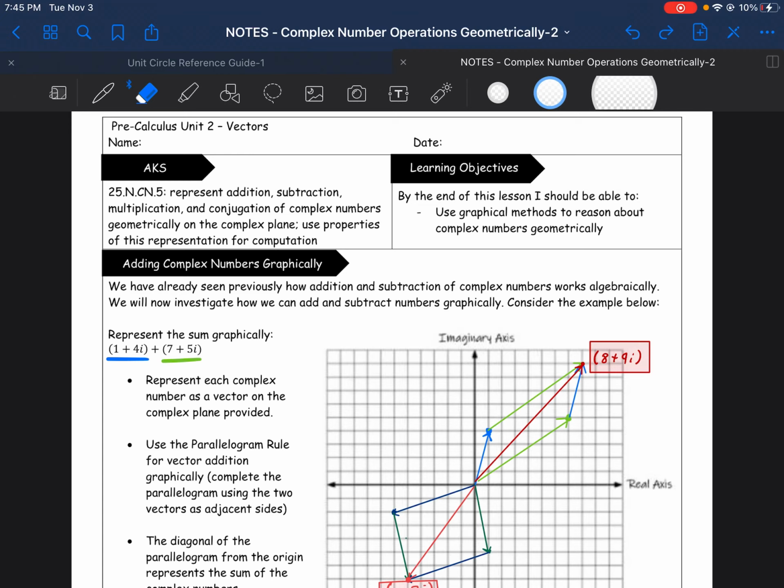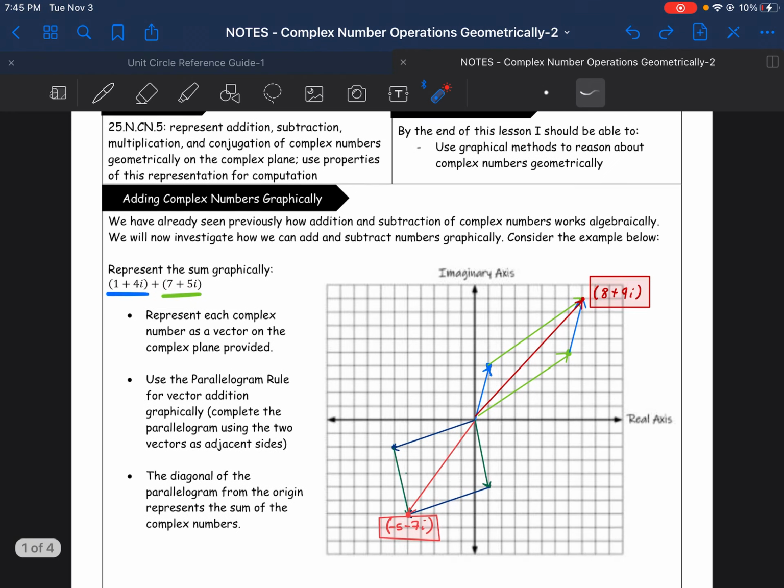So the problem that we're going to concern ourselves with is this problem right here. We want to add the complex number 1 plus 4i to the complex number 7 plus 5i. And I'm going to go ahead and take us through the steps on how we can do that graphically. So the first step is we want to represent each complex number as a vector on the complex plane. So let's go ahead and do that.